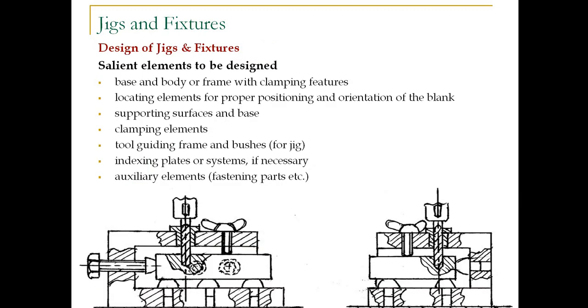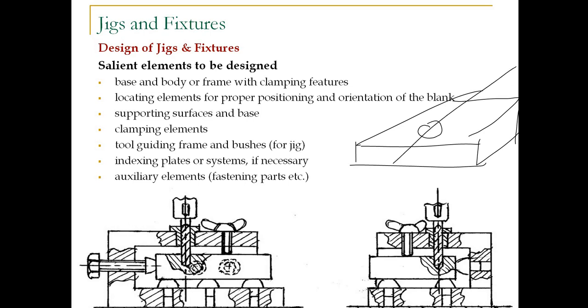Now, suppose we have decided that we want to go for jigs and fixtures, we will first have to design the elements of jigs and fixtures. What are the basic or salient elements to be designed while designing jigs and fixtures? Let us again take the block that we have taken as an example, the block on which we want to make a hole. Over here we want to make a hole at this much distance from here, and at this much distance from here. That block is shown over here in the figure.